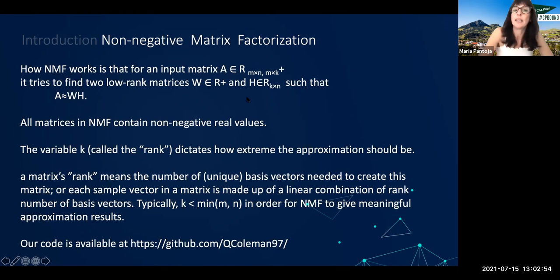We can decompose A into different matrices W and H, so we have to choose the rows and columns for each one of them. The rank that we choose for the decomposition determines what the approximations will be. This rank is the number of unique basis vectors you need to generate the matrix, and usually it has to be bigger than the number of rows and columns of matrix A, in order for the results to be useful.